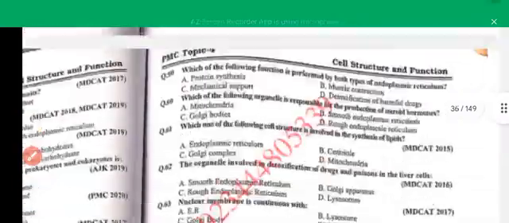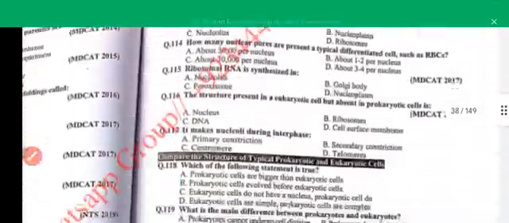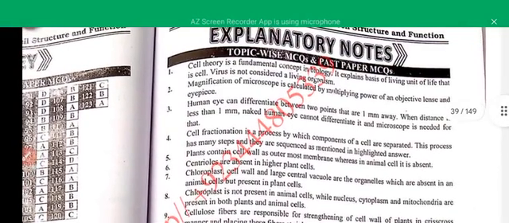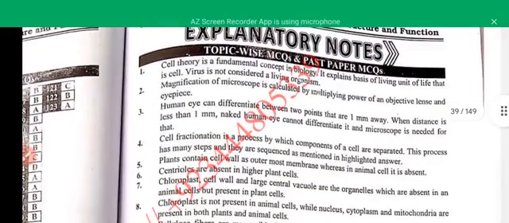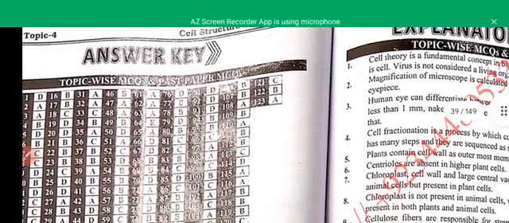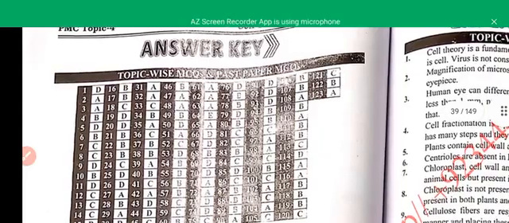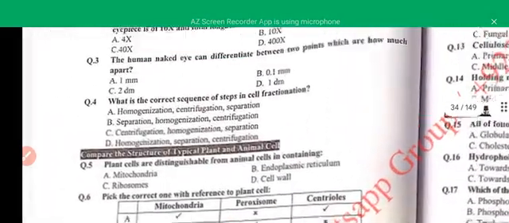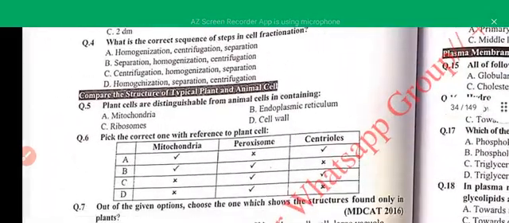As written in the explanation, the human eye can differentiate between two points that are 1 millimeter away. When the distance is less than 1 millimeter, a microscope is needed. For 1 millimeter, the best option is A for us, the Punjab textbook board. Then compare and contrast the typical plant cells.